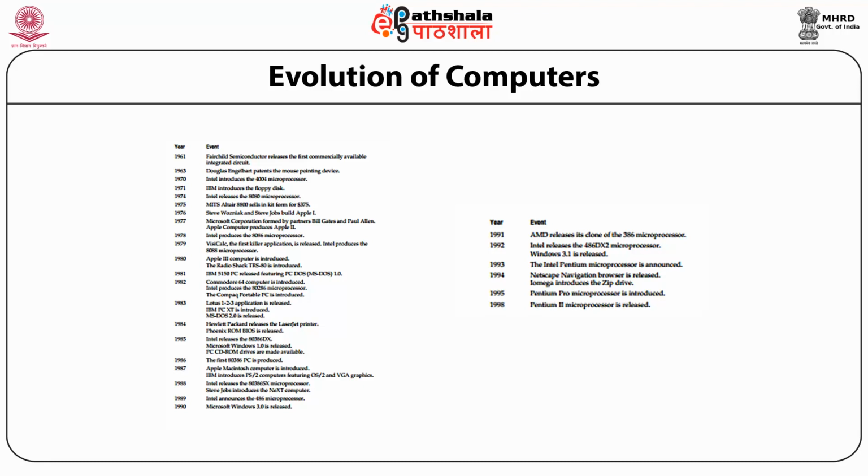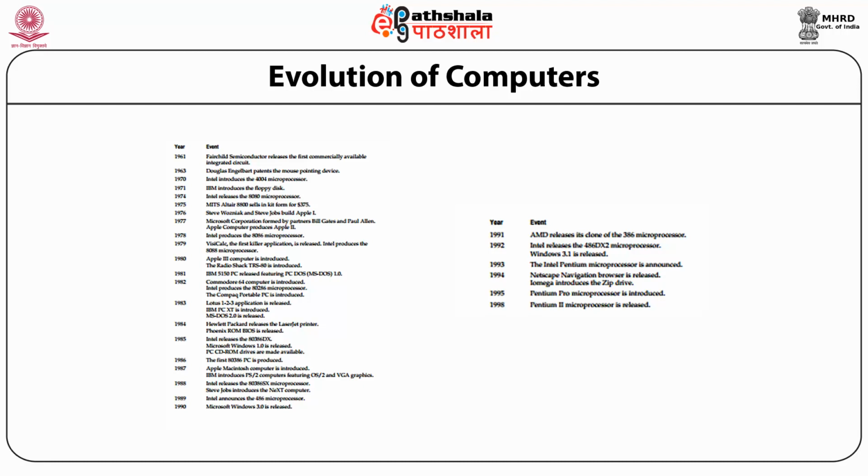1984, Hewlett-Packard releases the LaserJet printer. 1984, Phoenix ROM BIOS is released. 1985, Intel releases the 80386DX. 1985, Microsoft Windows 1.0 is released. 1985, PC CD-ROM devices are made available. 1986, the first 80386 PC is produced. 1987, the Apple Macintosh II computer is introduced. 1987, IBM introduces the PS/2 computers featuring OS/2 and VGA graphics.